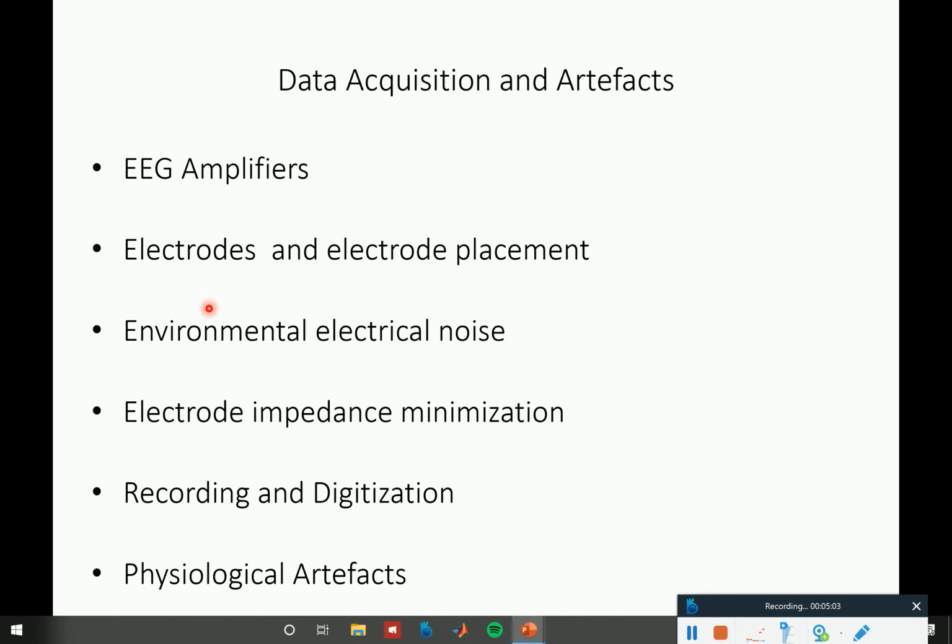So the outline for data acquisition and artifacts is as follows. We want to talk a little bit about the technical things that go into it: EEG amplifiers, electrodes, how to deal with electrical noise, again a little bit about electrode impedance minimization, and then some aspects of recording and digitization, and physiological artifacts. These are all things that, if you start doing your own EEG experiment, you will run into fairly early when you want to acquire data. You will meet all these things.